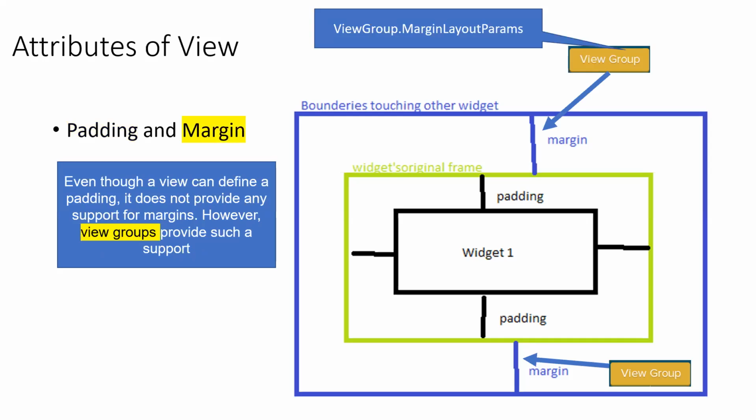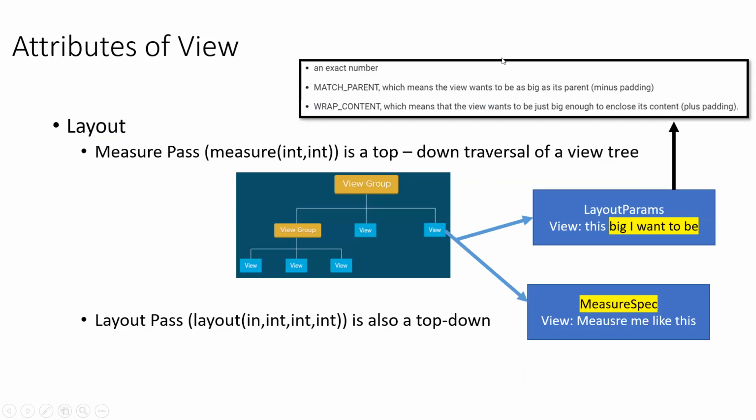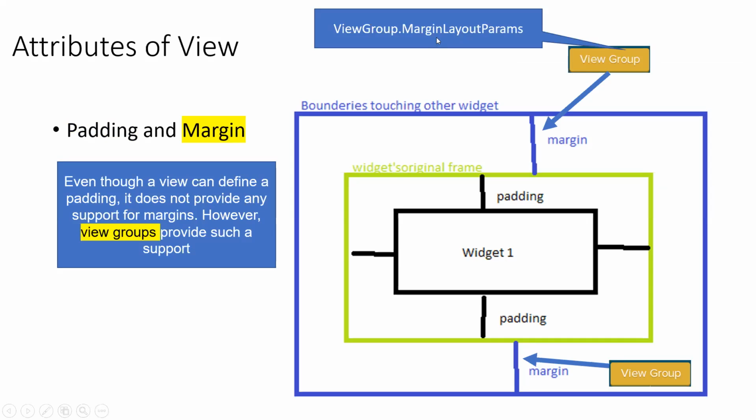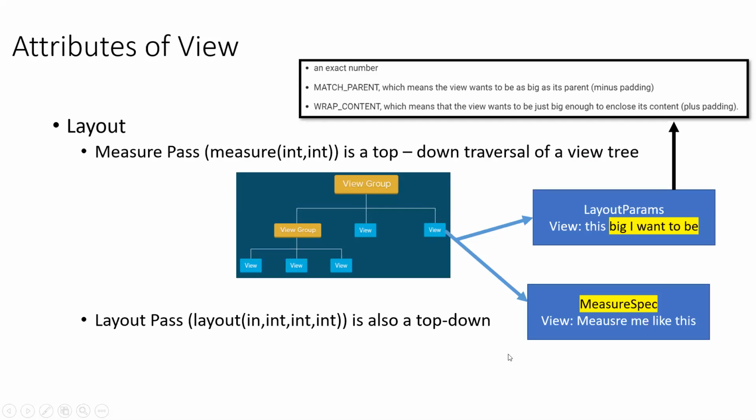I told you that view doesn't provide support for margin, but view groups provide such a support. To understand how view group provides you support, this is the class which is responsible: ViewGroup.MarginLayoutParams. This is the class which is responsible for handling margins. Another attribute is layout.